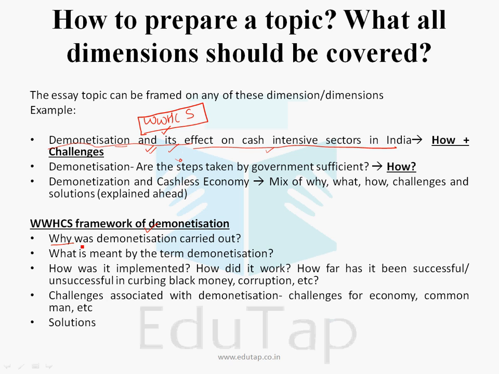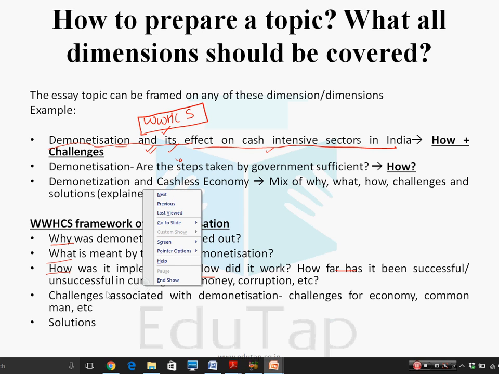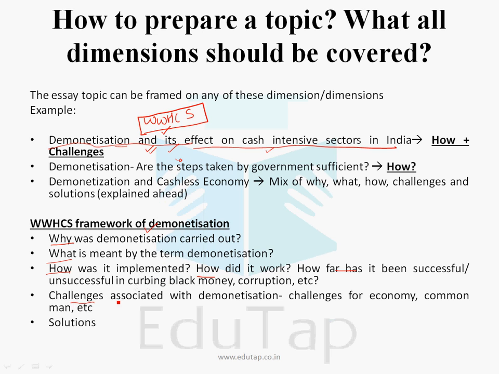Why was demonetization carried out? What is the meaning of the term demonetization? How was it implemented, how did it work, how far has it been successful or unsuccessful in curbing black money, corruption, etc.? What are the challenges associated with demonetization and what are the solutions?